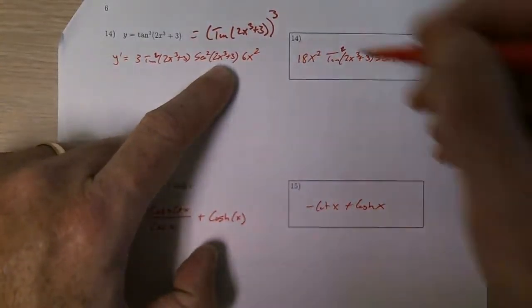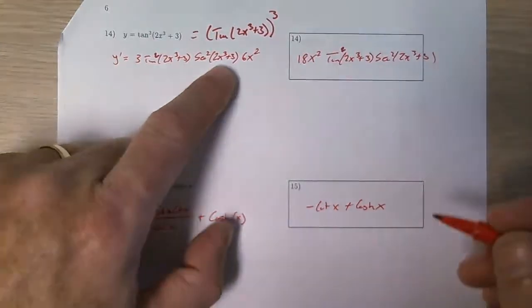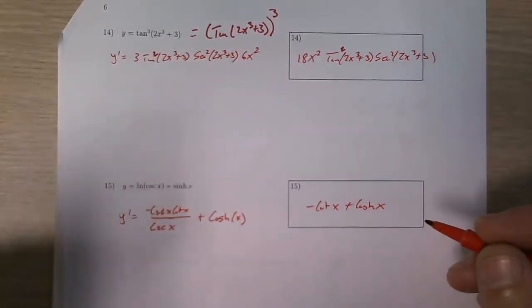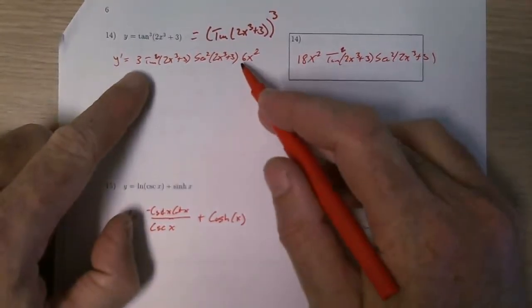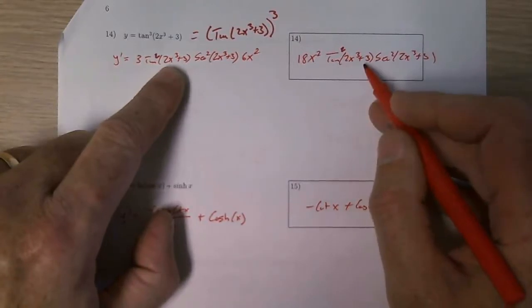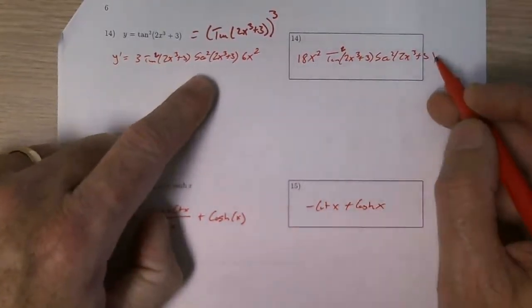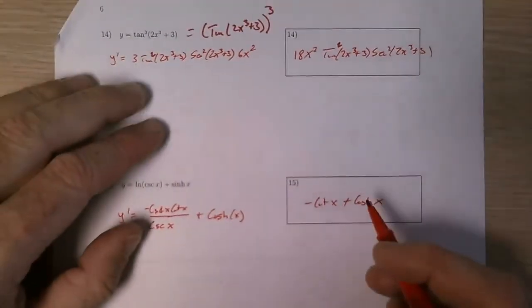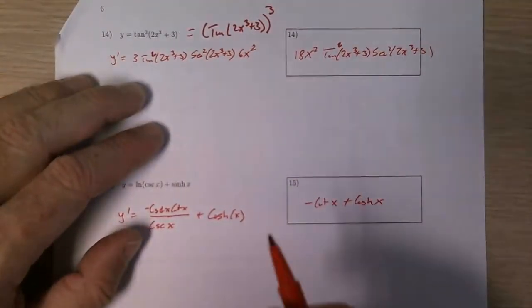And then I need to take the derivative of the inside of that, which is the derivative of that polynomial, which is just 6x squared. So the grand total, you've got 3 times 6 is 18x squared. You've got a tangent squared of 2x cubed plus 3, and you've got a secant squared of 2x cubed plus 3.